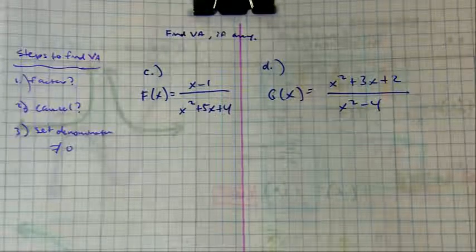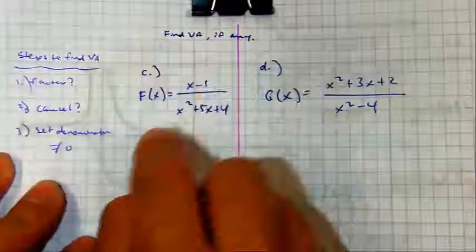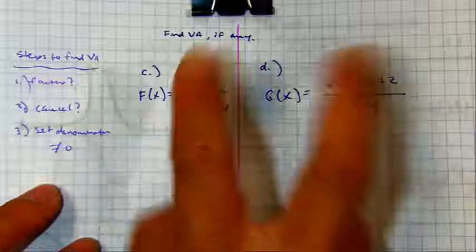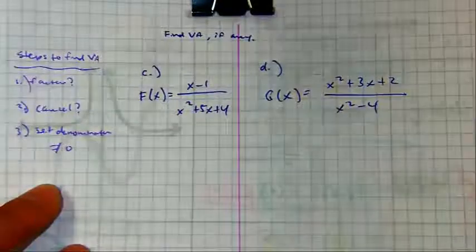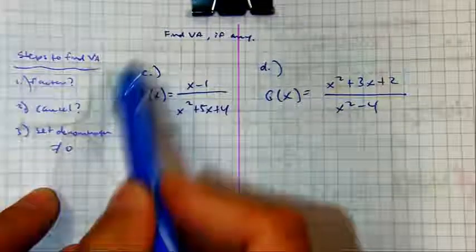Alright, in this example we are supposed to find vertical asymptotes, if any. I have two examples here. Class, what's the first step I need to do? Factor. So let's work on example C here.